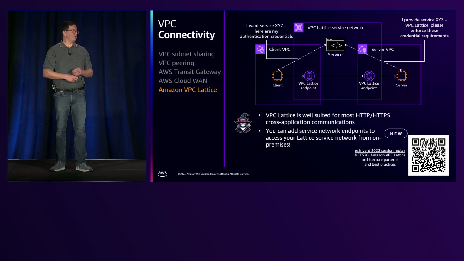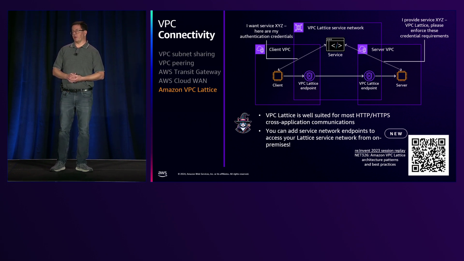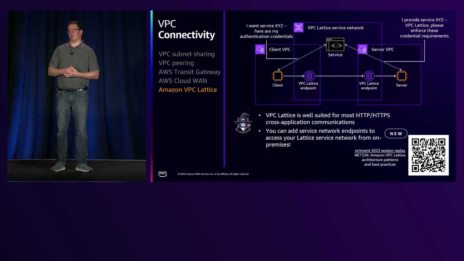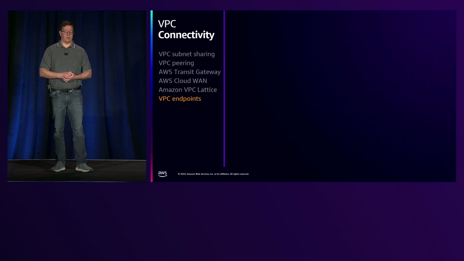And also new, just released yesterday, you can now add service network endpoints, which means you now have an endpoint that you can talk to from things like off-premise into your VPC Lattice network. This is very handy for being able to go into these constructs that we've built.